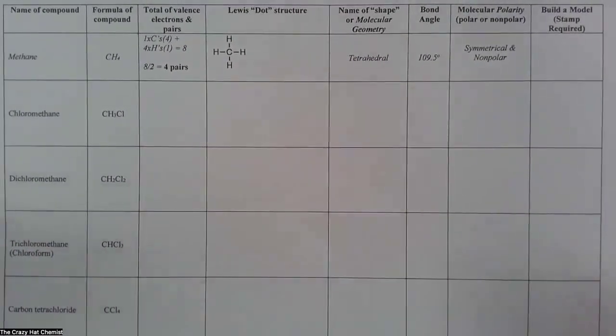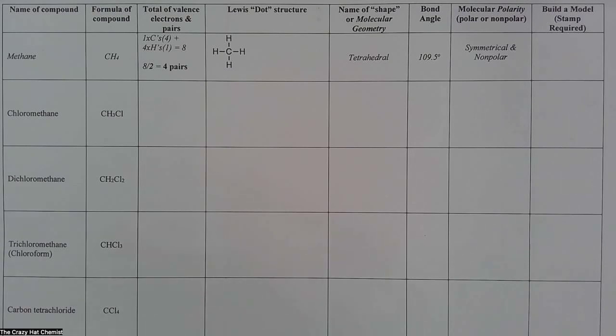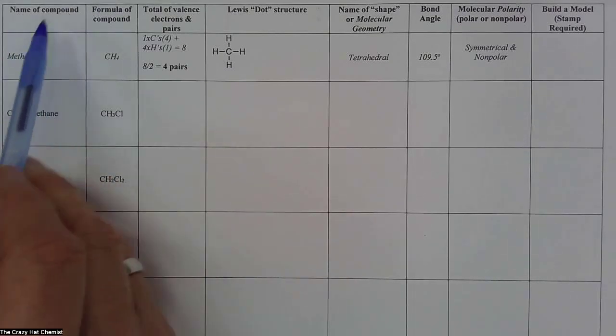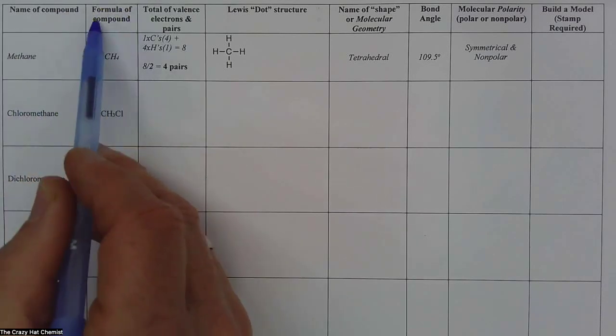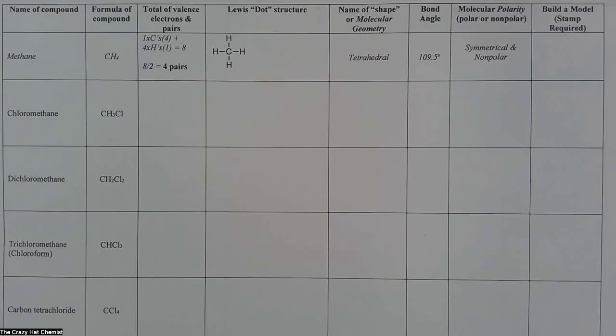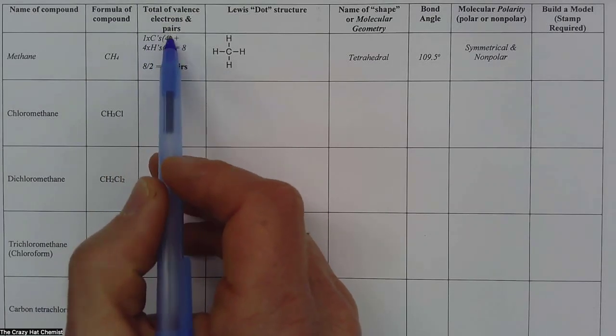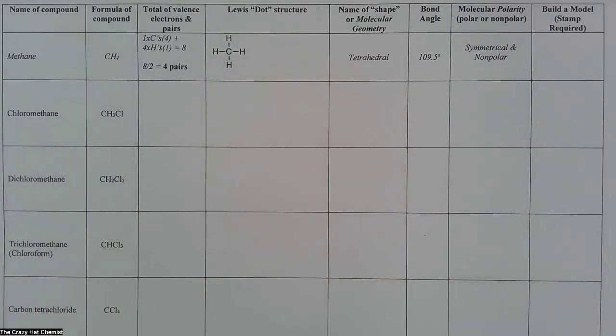All right, so we're going to zoom in a little bit here so that we can see just certain sections of this. What we are interested in is what you see before you here. I do have an example problem, and the name of the compound is methane. The formula of methane is CH4. That is the simplest hydrocarbon there is. Then we're going to add the total number of valence electrons and get the number of electron pairs. So here's how you do that.